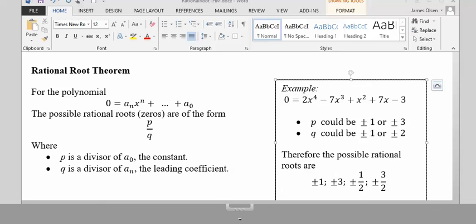So now we are ready to take a look at our final video to see how synthetic division works, where we can test out these possible rational roots and find out which ones really are solutions.